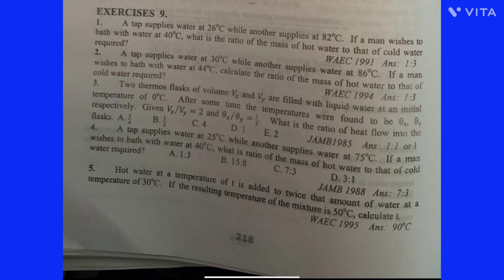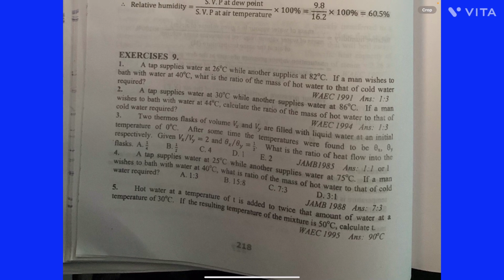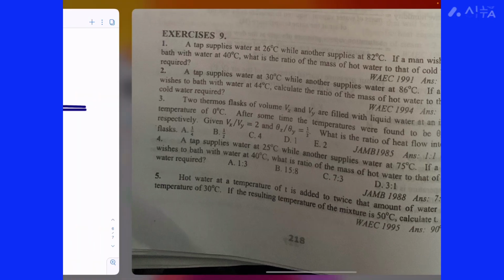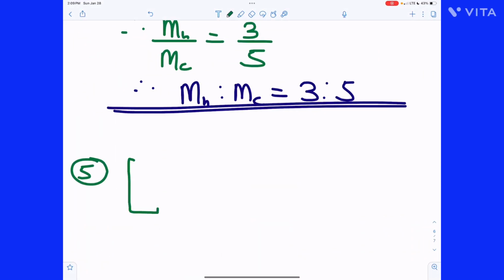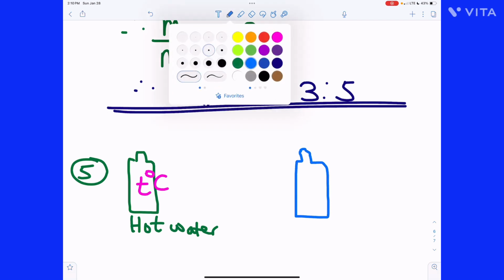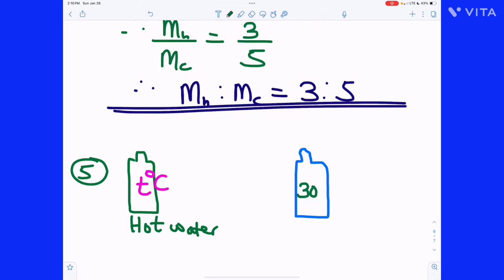Let's go to question 5. Hot water at a temperature of T is added to twice that amount of water at a temperature of 30 degrees Celsius. I'm going to do this. Let's just put T inside the container. Hot water at a temperature of T degrees Celsius is added to twice that amount of cold water at a temperature of 30 degrees Celsius.